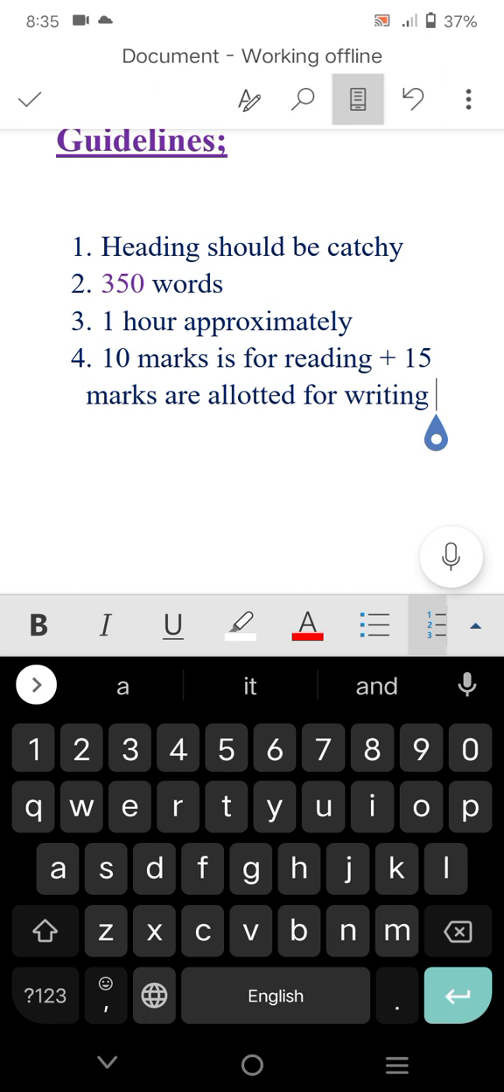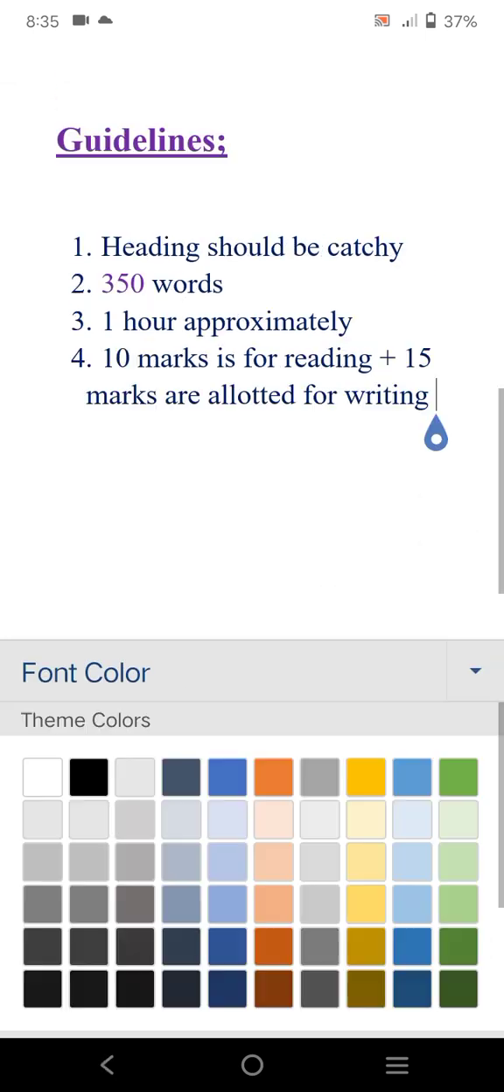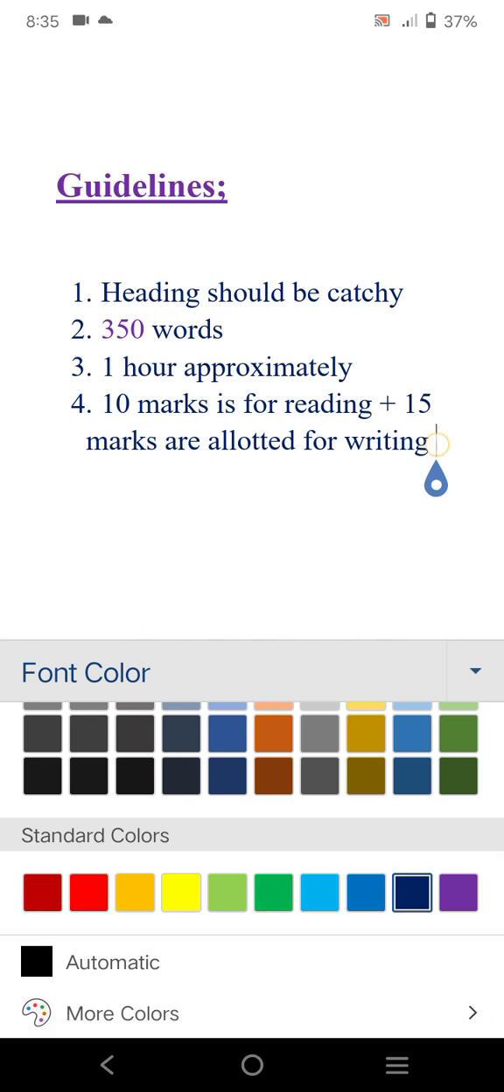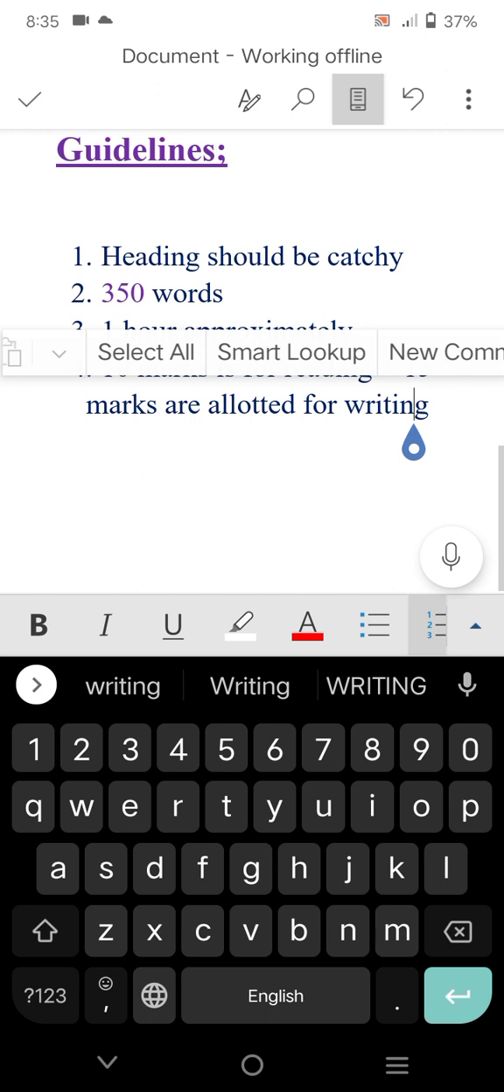And then the fourth guideline is that 10 marks are allotted for reading, and 15 marks are allotted for the writing, which simply indicates that it should be written in a proper way.